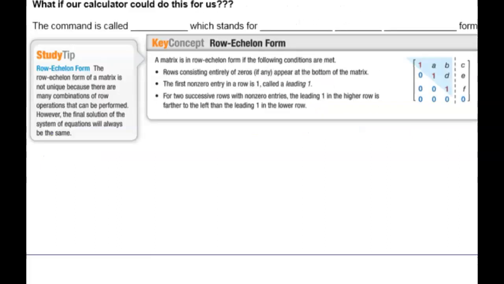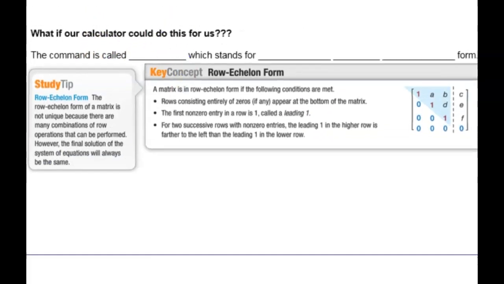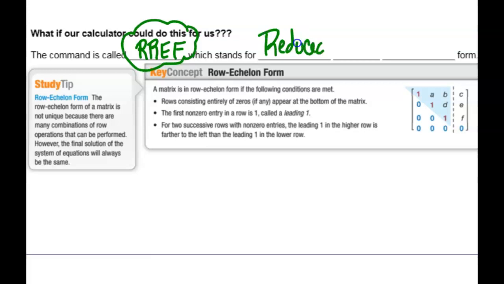Okay, so in your notes, you need to write that our calculator form is going to be called RREF. That is the command we're going to be looking for. And it's going to stand for reduced row echelon form.